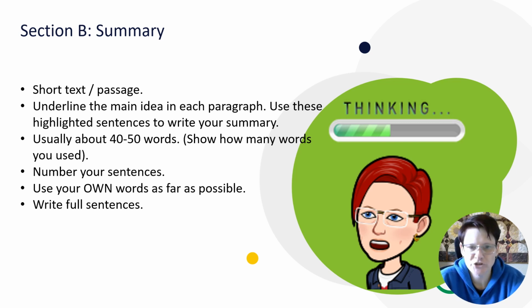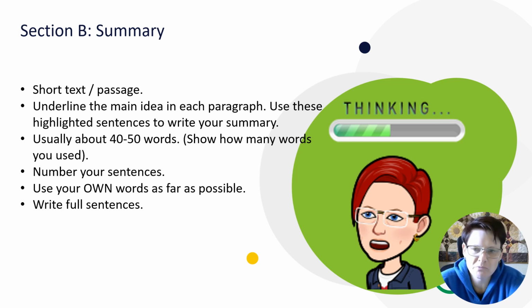All right, so when you go and write your summary, number your sentences. The main idea of paragraph 1 is my number 1. Then, very, very important, use your own words as far as possible. Why am I saying that? If I quote directly from the passage, I will still get my marks for the facts that I'm giving.